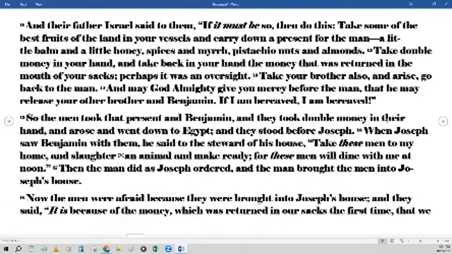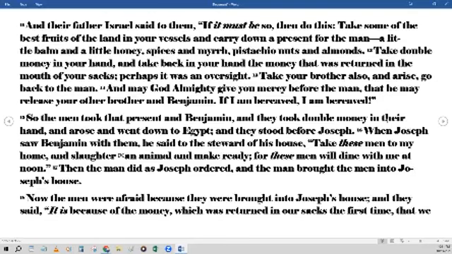And their father Israel said to them, if it must be so, then do this. Take some of the best fruits of the land in your vessels and carry down a present for the man. A little balm and a little honey, spices and myrrh, pistachio nuts and almonds. Take double money in your hand and take back in your hand the money that was returned in the mouth of your sacks. Perhaps it was an oversight.